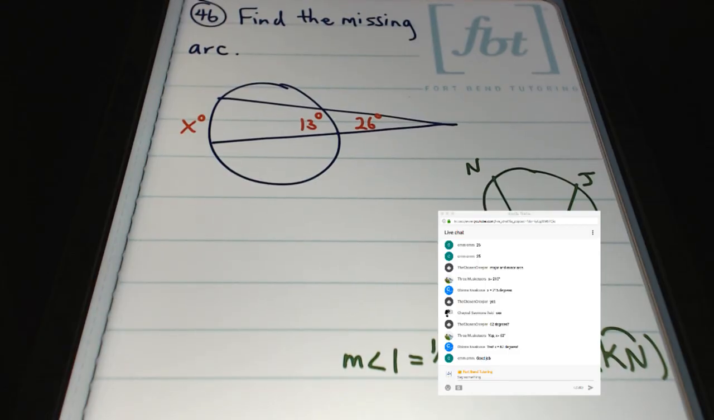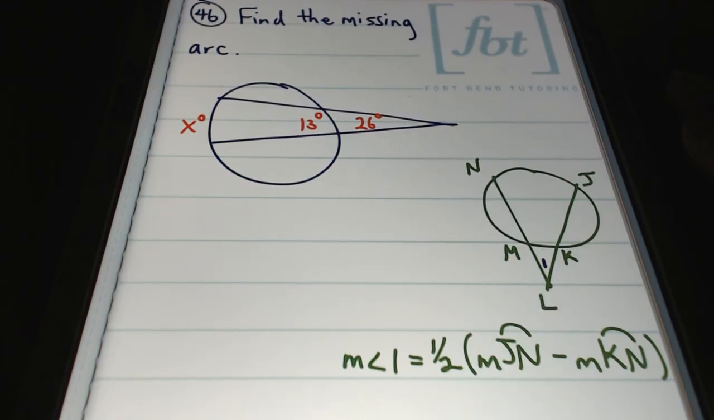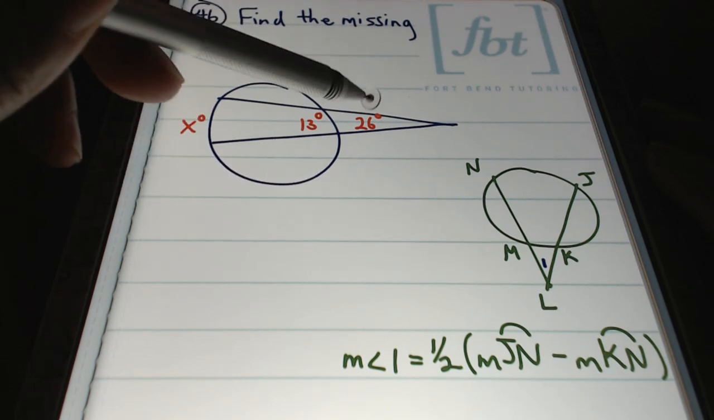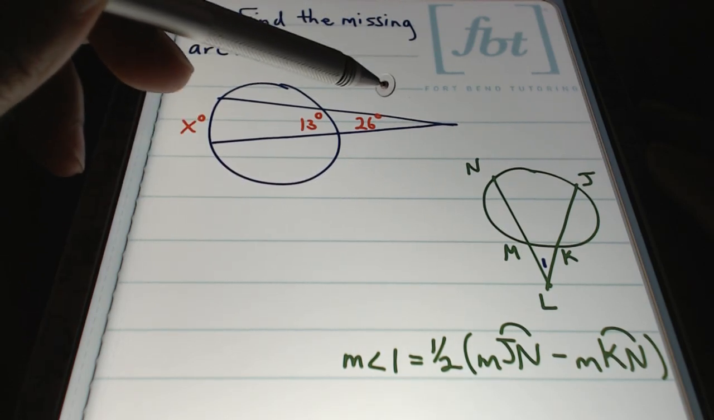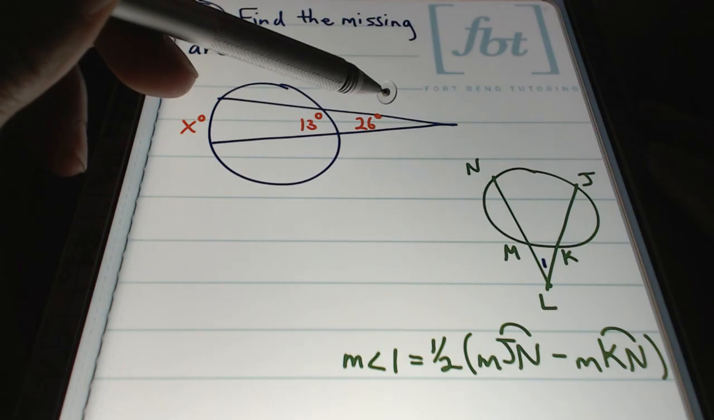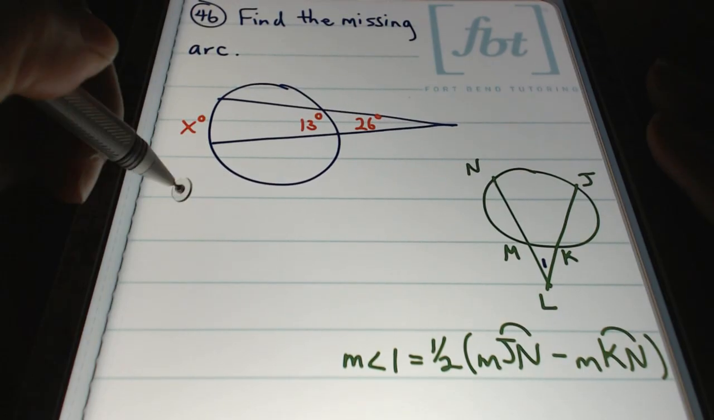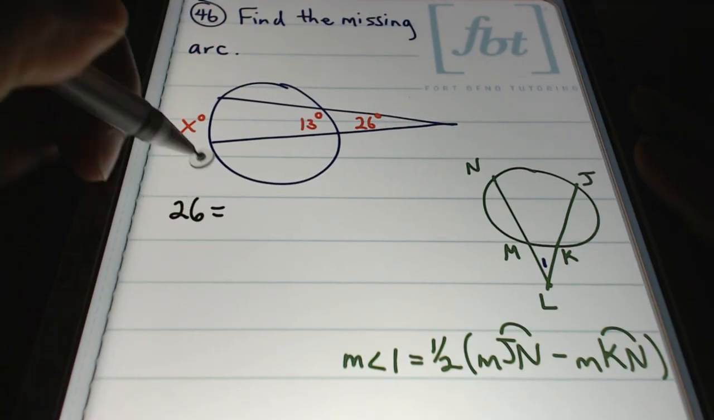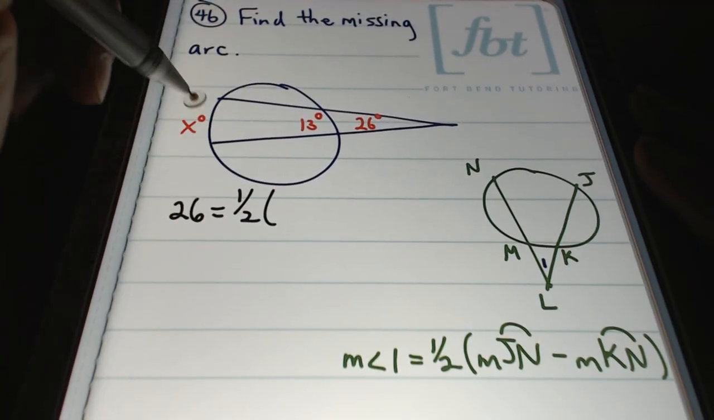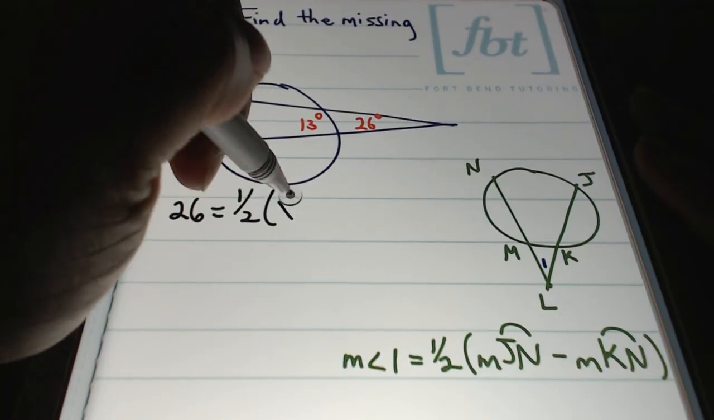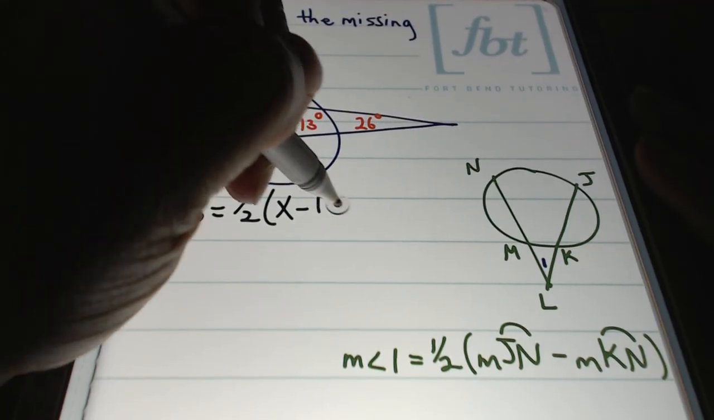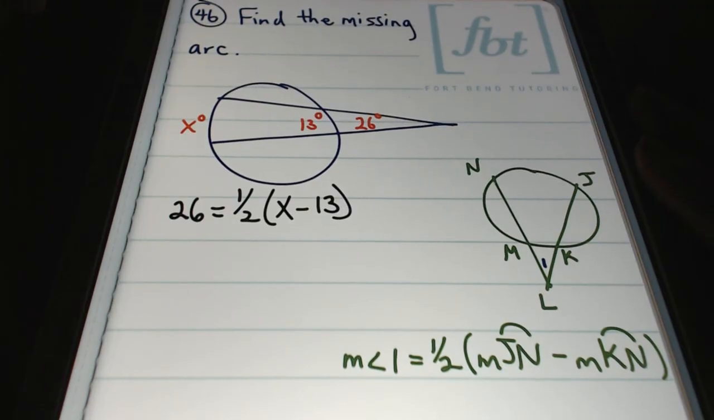Let me go ahead and give you some notes on this real quick on the side here. As you see, the captured angle in this diagram is equivalent to half of the difference of the larger captured arc minus the smaller captured arc. That's right. So we can set up an equation that reads 26 equals half of the difference of the larger arc that's captured, which is x, minus the smaller captured arc, which is 13. So here we have our setup, just like that.